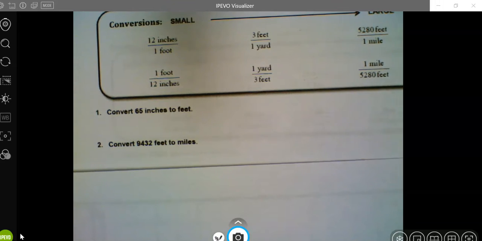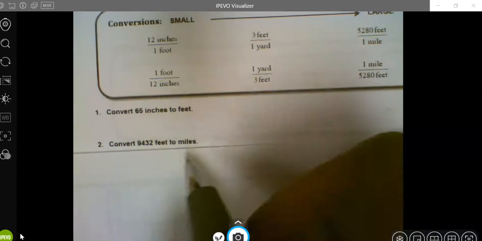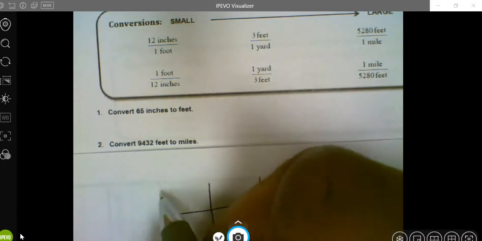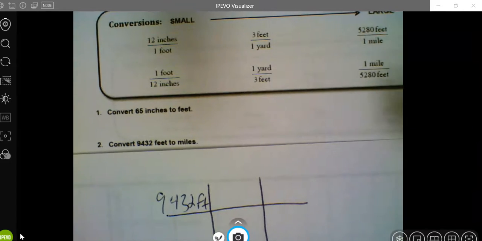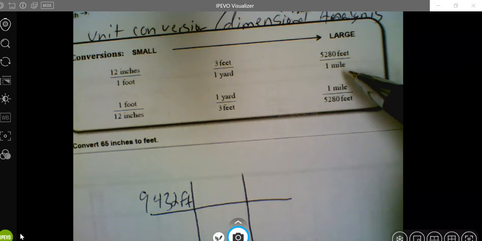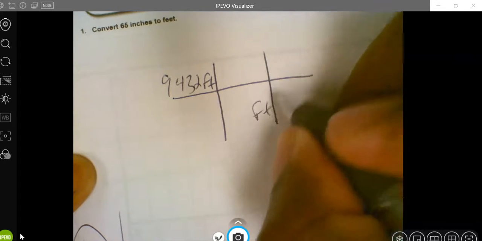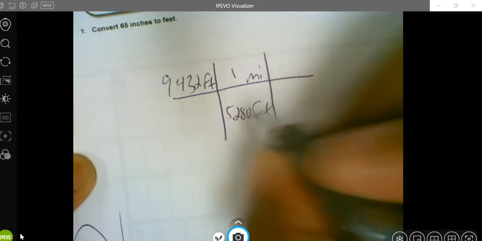The second one says convert 9,432 feet into miles. So once again, we're going to set it up with the same table. And the unit they gave always comes first. It's going to be 9,432 feet. And you want to change that to miles. So if you look on this little chart here, 5,280 feet gives you 1 mile. All right, so since feet's on the top, put feet on the bottom, put miles on top. So I know for 1 mile, you get 5,280 feet.